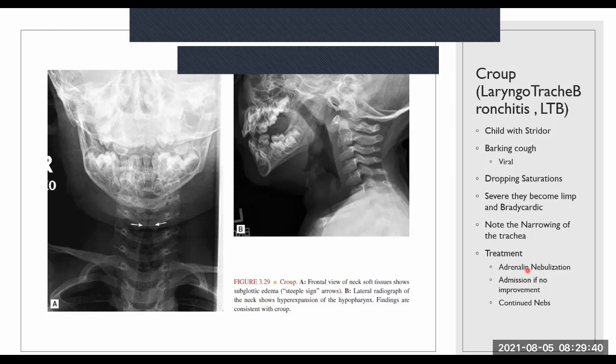It's a viral infection, right? So why does adrenaline work? Adrenaline works because adrenaline is a vasoconstrictor. Okay, so as soon as that adrenaline hits that edematous patch, it causes vasoconstriction. There's no reason for the edema to be there anymore. So the edema kind of retracts a little bit and you get an opening of the airway.